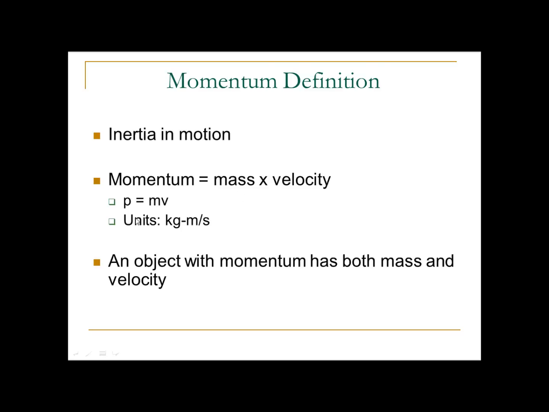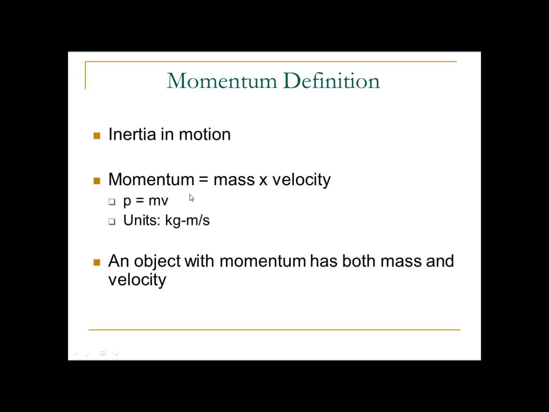Now, as an equation, momentum is P equals mv. P stands for momentum. No idea why. The only thing I can think of is we only have 26 letters of the alphabet, so they had to use something. M was already taken, so they just used P. So P is for momentum, M is of course for mass, and V is for velocity.